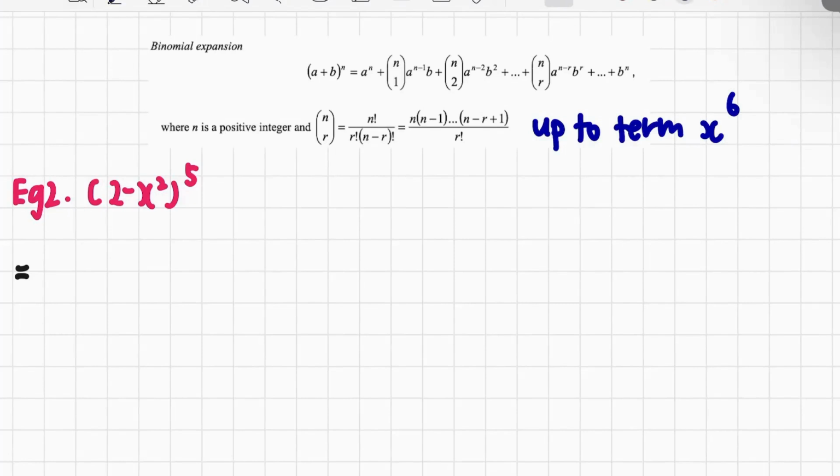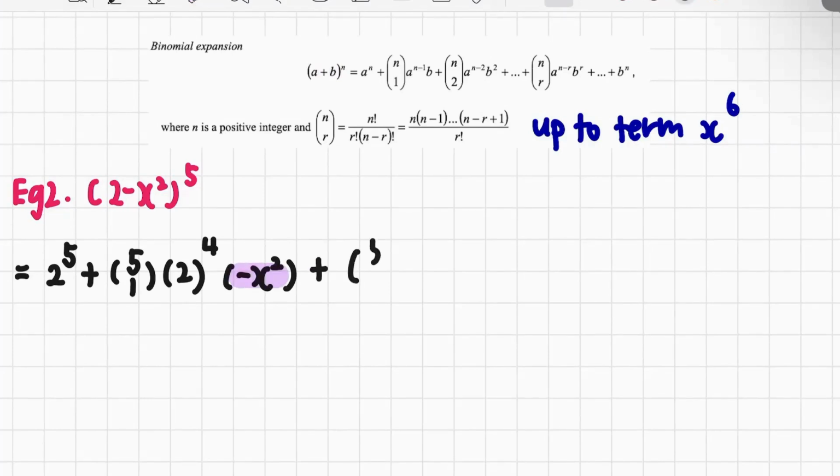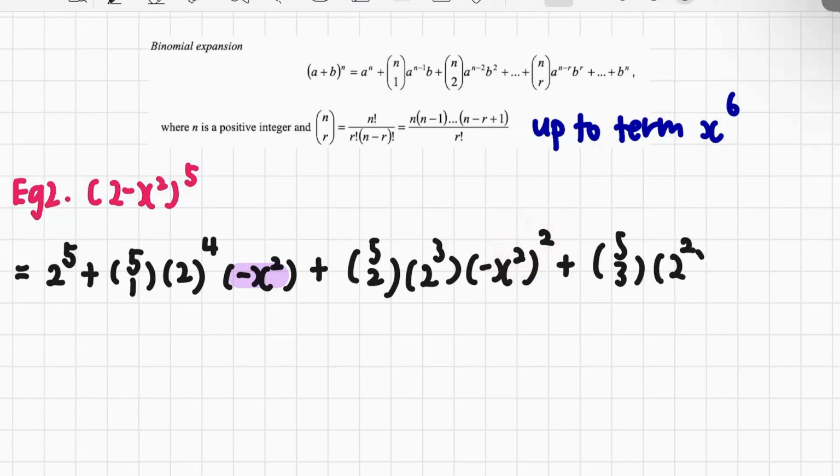So what we see here is that we start with the first one, 2 power 5. Next one, 5 choose 1, 2 power 5 minus 1, so 5 minus 1 is 4. This one you got to put as negative x squared. You saw that? My b term is not just x squared, but negative x squared. Then we have 5 choose 2, 2 power 3, negative x squared, whole thing squared. Then 2 times 2 is x power 4 already, so we just need one more. 5 choose 3, 2 power 2, negative x squared, whole thing power 3.